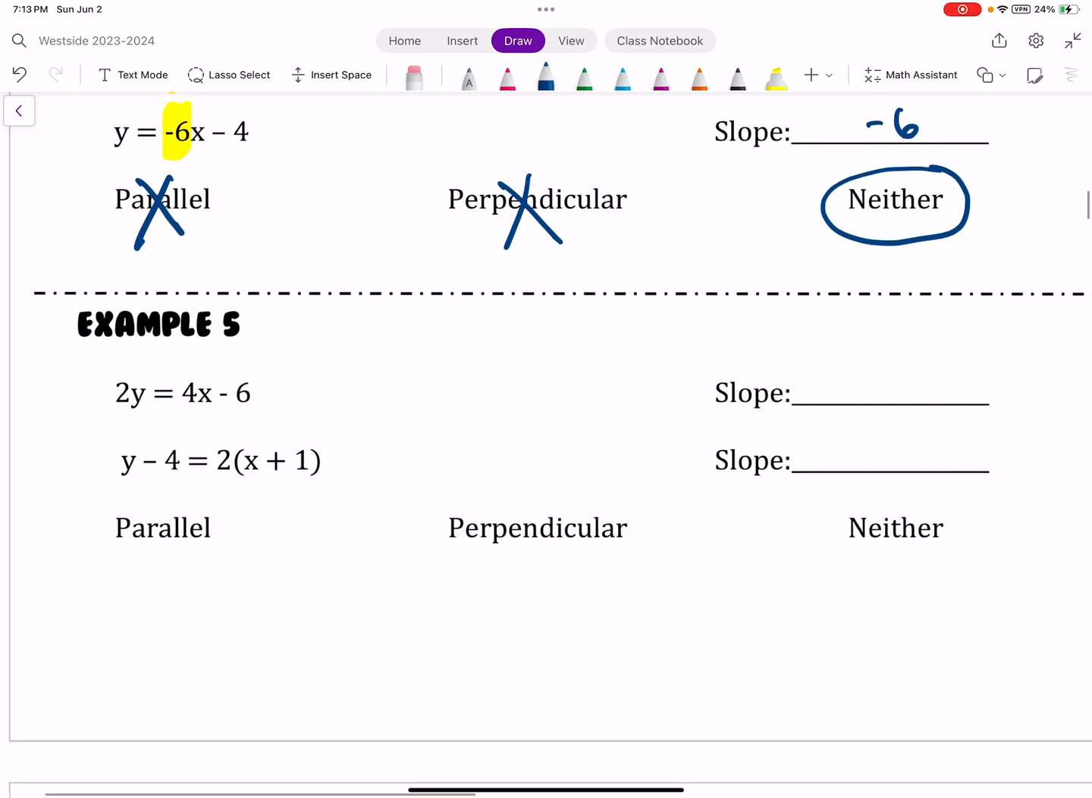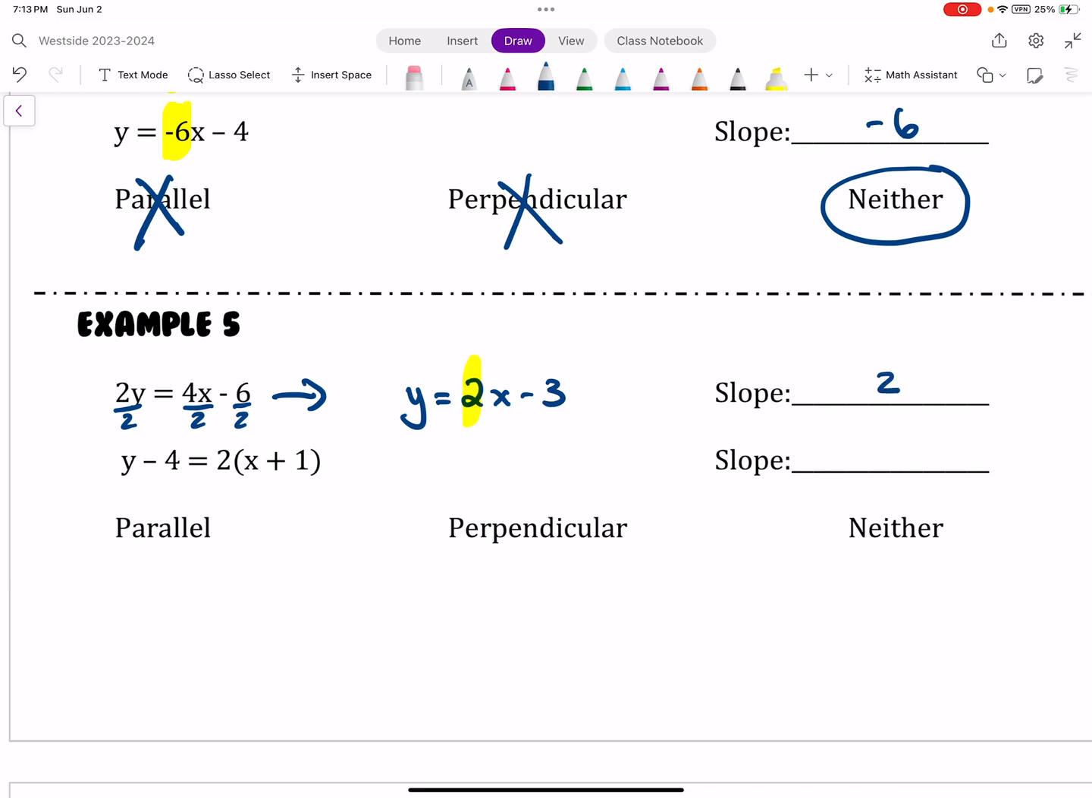Example 5 is kind of a fun one. In order to determine your slope, you need to solve for y. Neither of these are solved for y yet. So the first thing I'm going to do on number 1 to get y by itself is divide everything by 2. When I do that, my equation becomes y equals 2x minus 3, and my slope is right there, which is that 2.